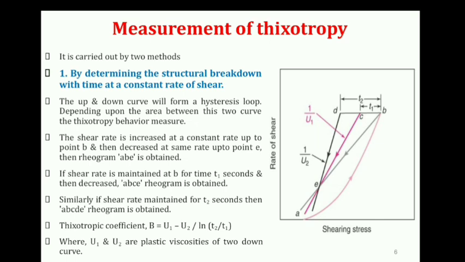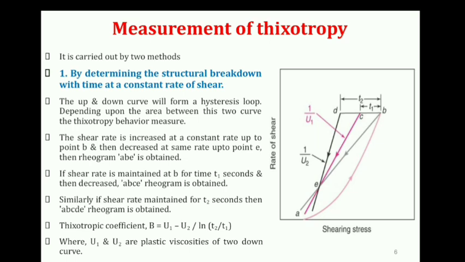So the shear rate is increased at a constant rate up to point B, and then decreased at the same rate down to point A, and then you get the rheogram ABE. You can see in this diagram that the area under this curve is comparatively small. If the shear rate is maintained at point B for time t1 seconds, and then decreased, then you get the ABCE rheogram. So if you again start with point A and go to point B, this is your up curve.